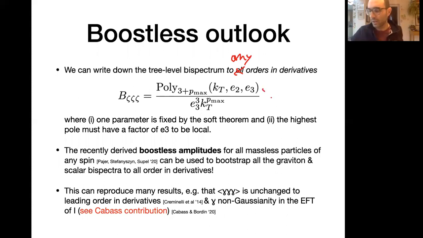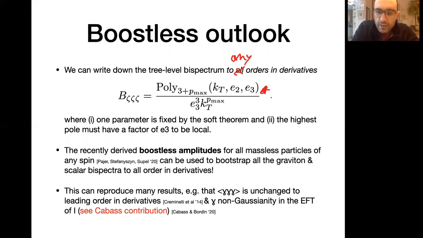You write down the most generic polynomial. I have an explicit formula in my paper. I didn't write it here because it's a bit long, but it's relatively simple. It contains some free parameters, which are the coupling constants in the theory, and they are all free except for the relation given by the soft theorem. And so this gives you the result for the bispectrum to any order in derivatives in the EFT of inflation. I think it's a slick way of deriving it.